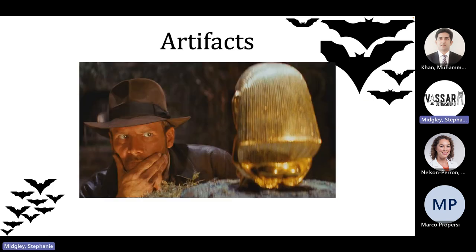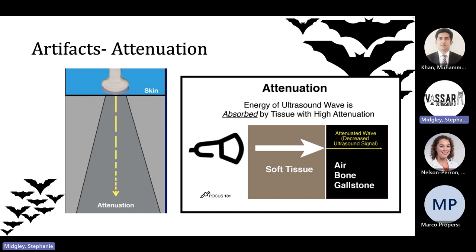We did some of this artifact stuff already, so I can skip through a lot of this. Attenuation is really just the way of saying that the sound beam loses strength as it gets further down, deeper in.